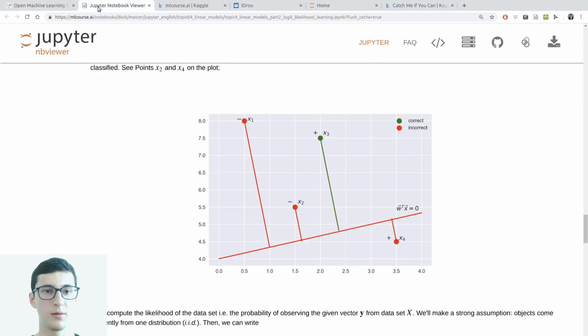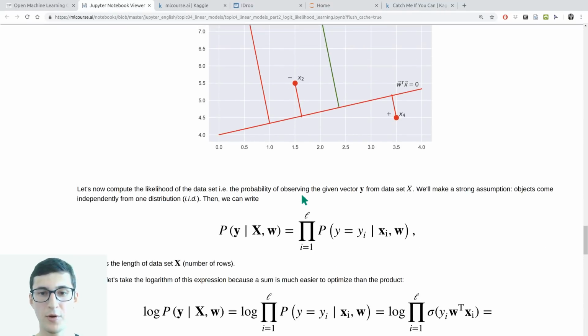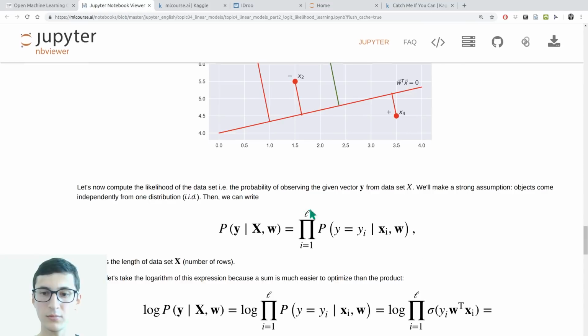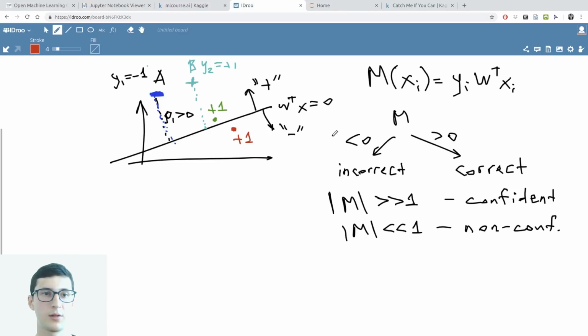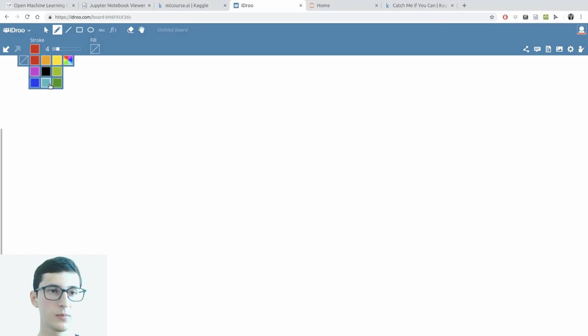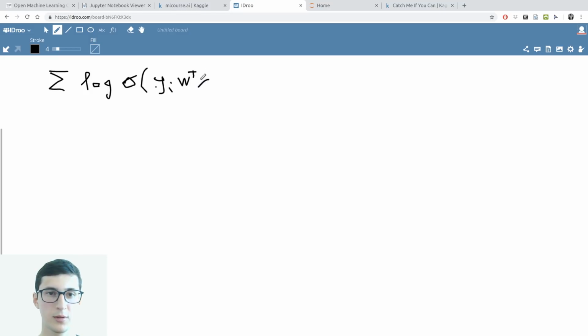Okay, and we see that this margin appears in this expression. So we'll be maximizing log, this big sum of logarithms of sigmoid of margins. And only a final step to see how our optimization task will look, which form it will have. So for now we came to this conclusion that we are maximizing the logarithm of sigmoids of margins, yi w transposed xi.